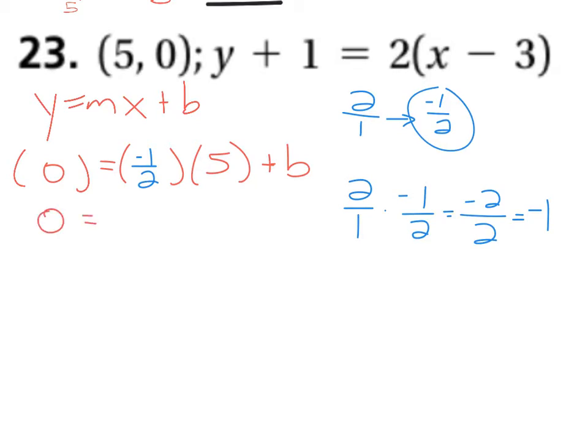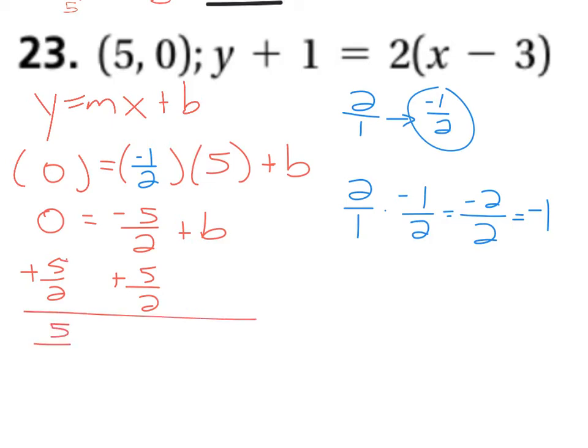So let's resolve this, simplify it. 0 equals -1/2 times 5 is -5/2 plus b. And then in order to get b all by itself, we have to add 5/2, add 5/2. And we get 5/2 equals b. So now we know what the b value is. Up here, we know what the slope should be.